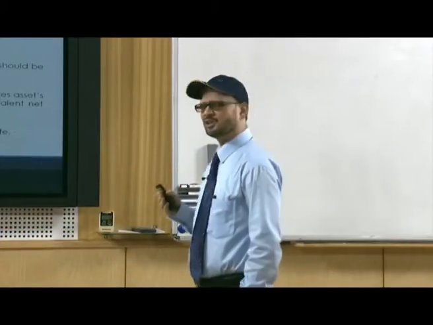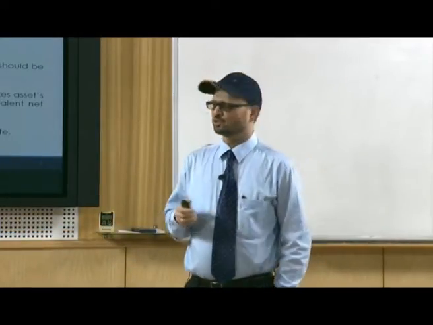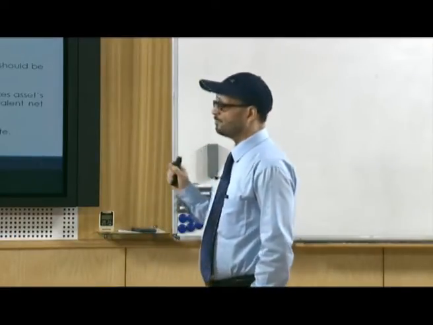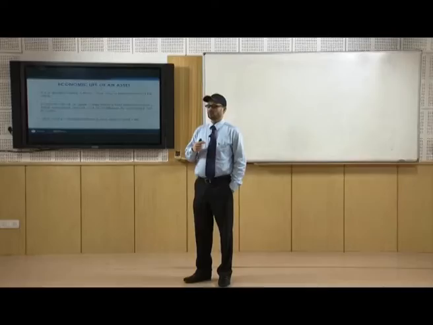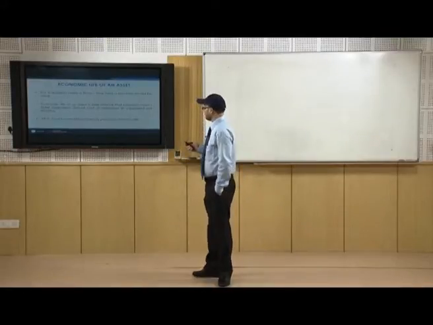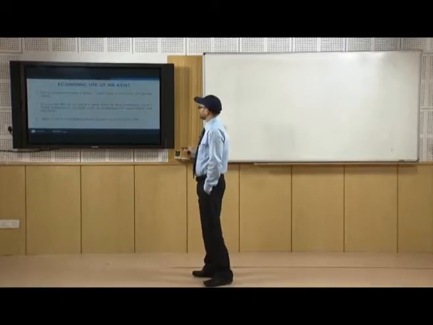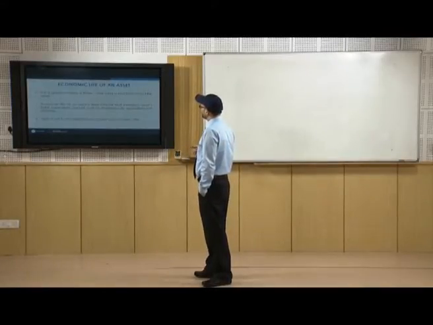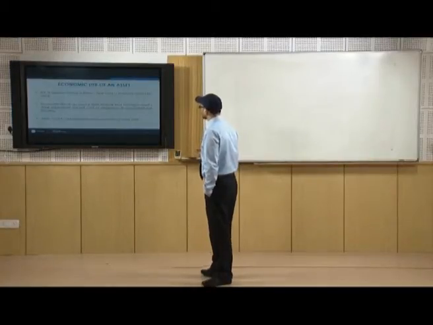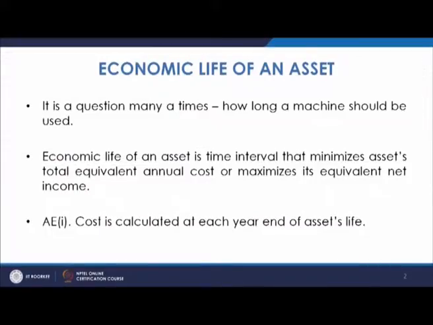So, how long should the machine be used so that the annual cost which you incur on the machine is minimum? Basically, the time for which you should use the machine, where you get the minimum annual cost, is known as the economic life of the asset. So, we need to know how long the machine should be used, which minimizes the asset's total equivalent annual cost or maximizes the equivalent net income.